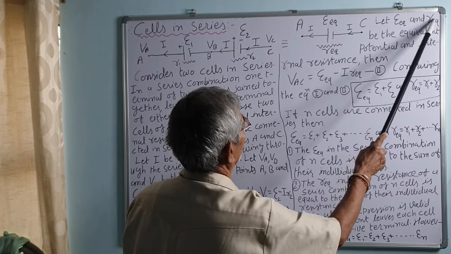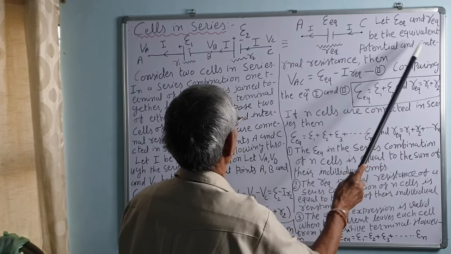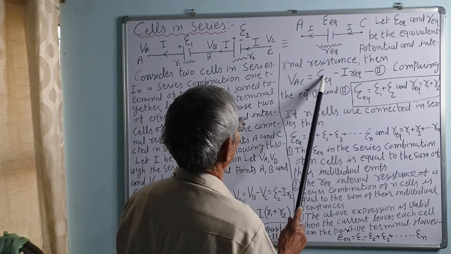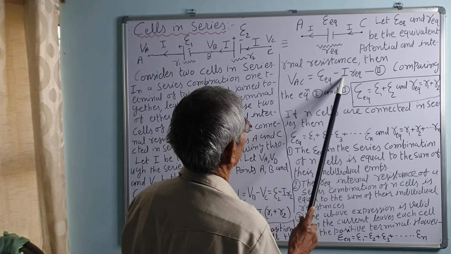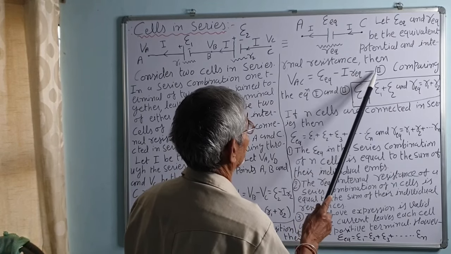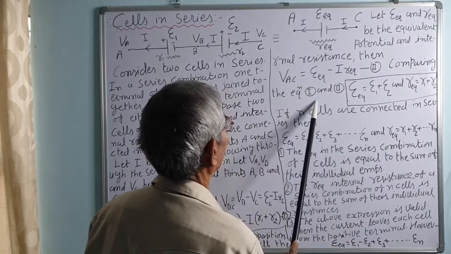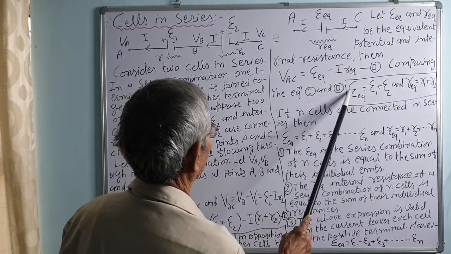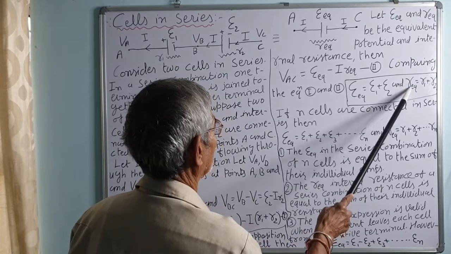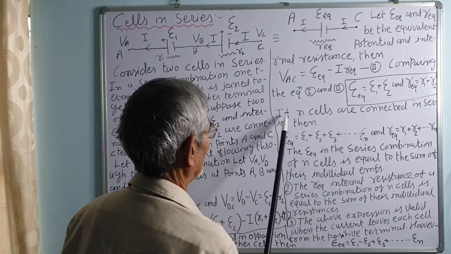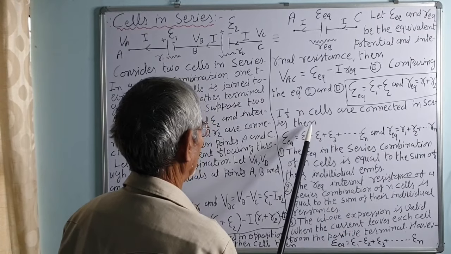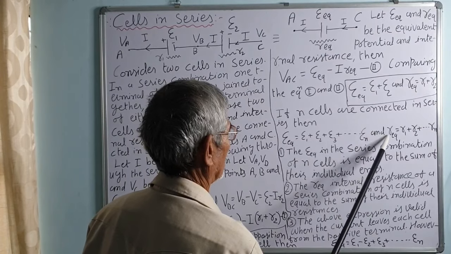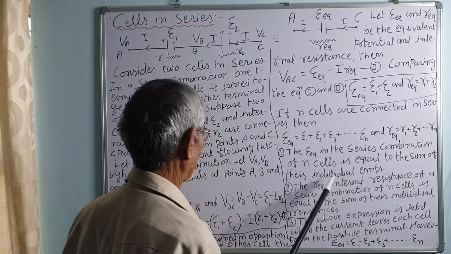Let E equivalent and r equivalent be the equivalent EMF and internal resistance. Then VAC is equal to E equivalent minus I into r equivalent. Equation number 2. Comparing equation 1 and equation 2, E equivalent is equal to E1 plus E2 and r equivalent is equal to r1 plus r2. If n cells are connected in series, then E equivalent is equal to E1 plus E2 plus E3 up to En, and r equivalent is equal to r1 plus r2 up to rn.